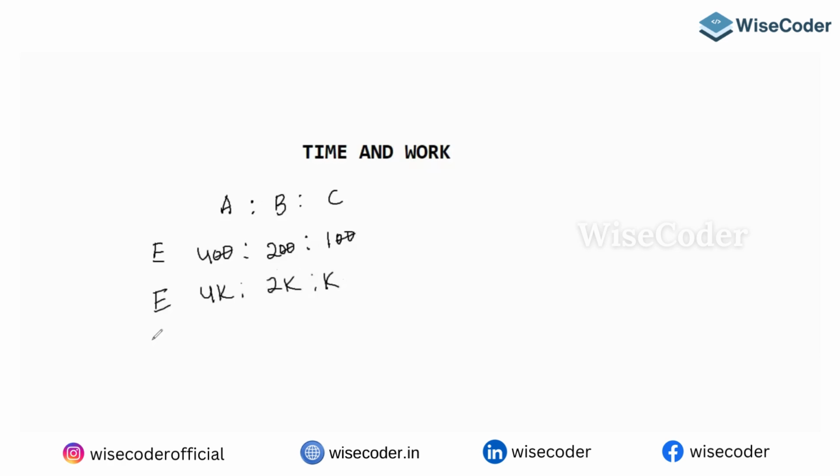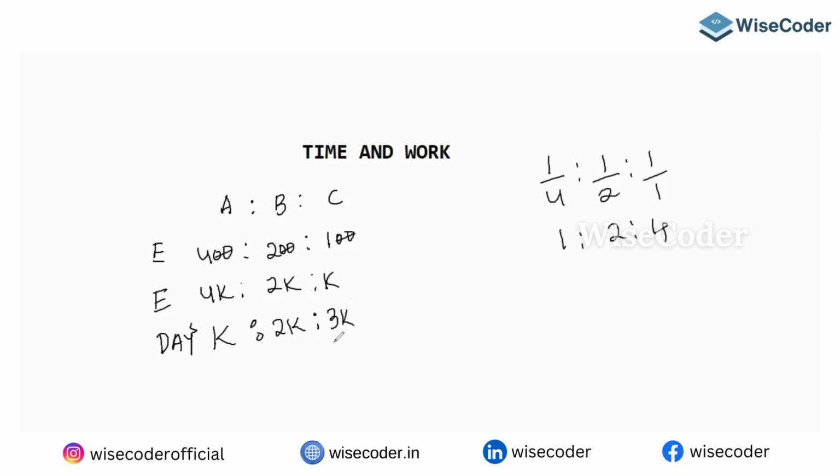Then guys, what is the days ratio? That is the inverse of that, no? Inverse of that, you can write 1 by 4 is to 1 by 2 is to 1 by 1. So what is the LCM? 4. So 4 how many times? 1 time. 2 how many times? 2 times. 1 how many times? 4 times. Then the days ratio will become K is to 2K is to 4K.